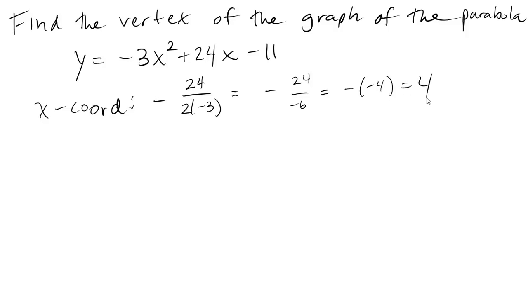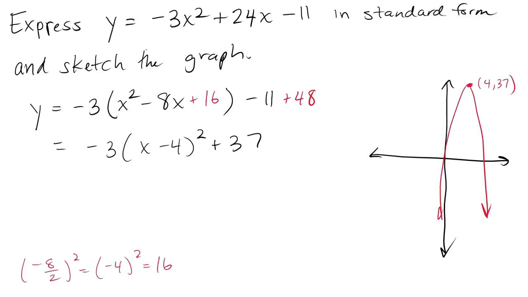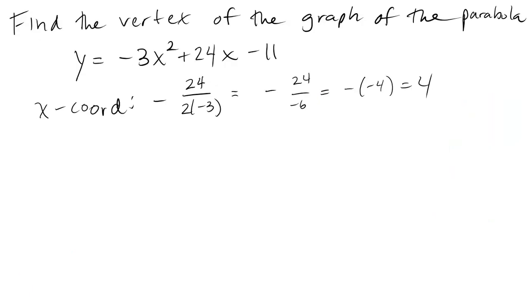Feel free to skip some of those steps if you want to. The x-coordinate of the vertex should be 4. What did we get when we completed the square? The x-coordinate of the vertex was 4. We claim that the y-coordinate of the vertex is 37. How do you find that?